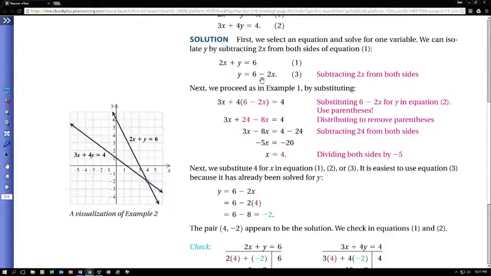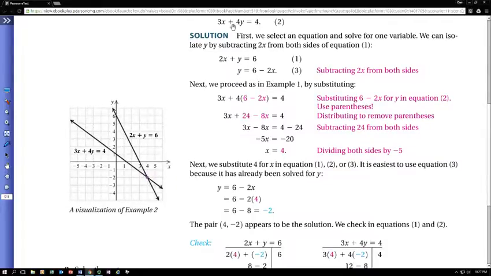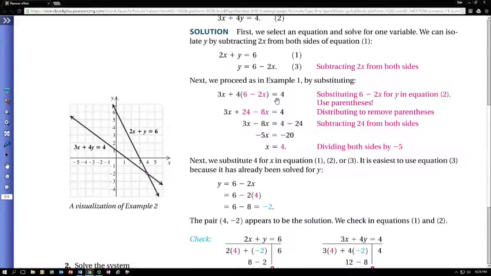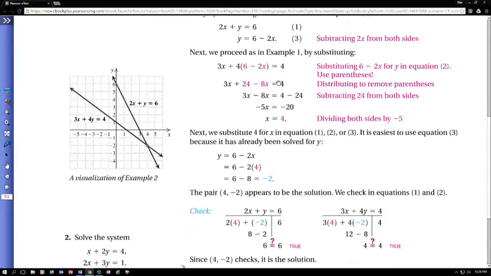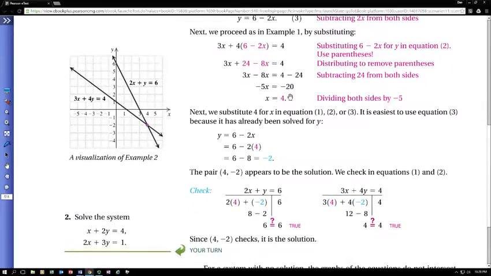Well, that's equal to y. So I can go into the other equation here, and where the y is, I can put in this 6 minus 2x. And that's what they're doing right here. I need to distribute that multiplication. I get 3x plus 24 minus 8x equals 4. And then they solve this equation, and they get x equals 4.